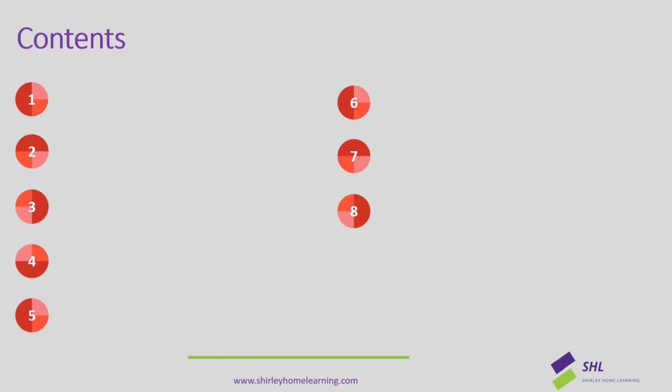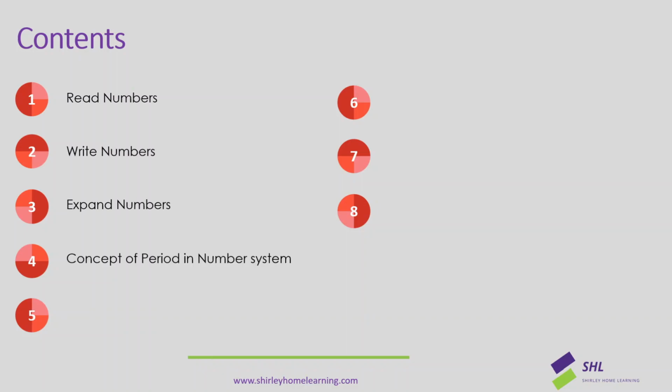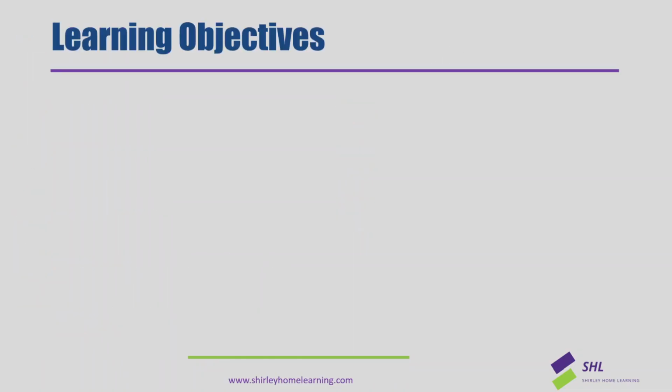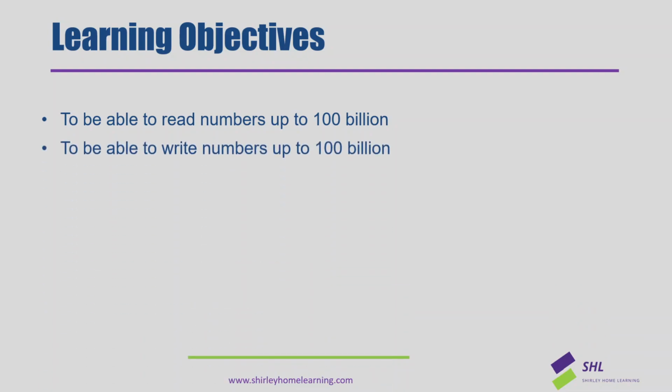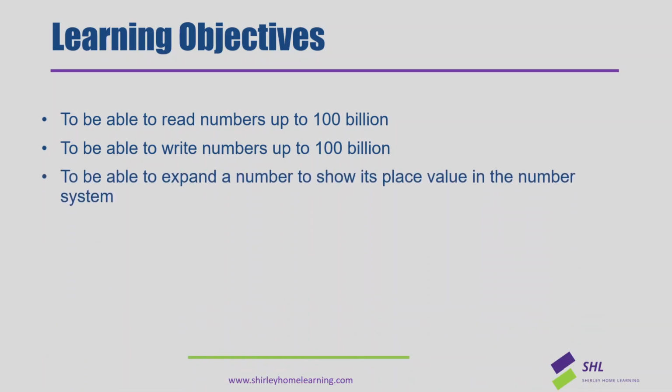So today's contents: we are going to be reading a number, writing the numbers, expanding numbers, then we are going to have the concept of period in the number system, and at the end you will have some exercises to practice your skills. The learning objectives for today's lesson are to be able to read numbers up to 100 billion, to be able to write numbers up to 100 billion, and to be able to expand a number to show its place value in the number system.